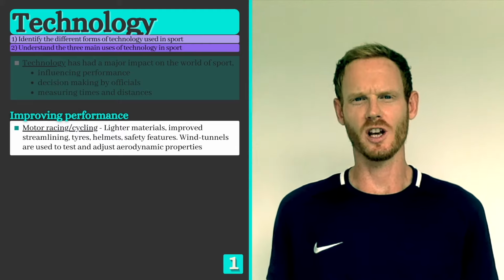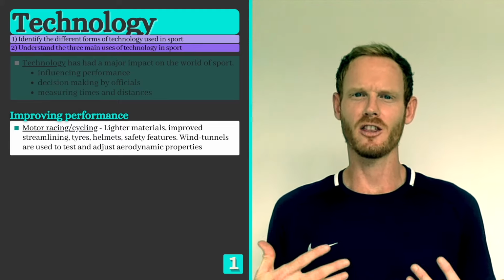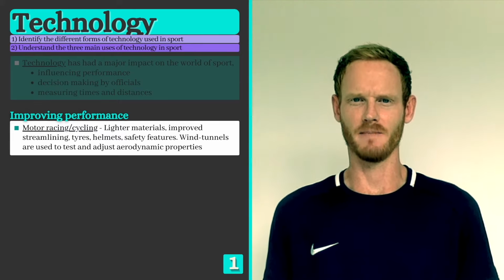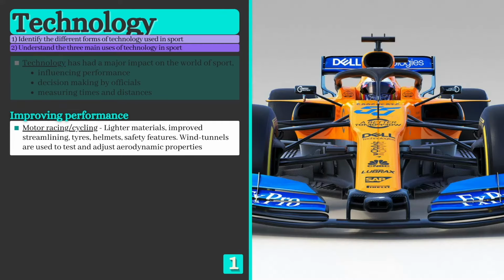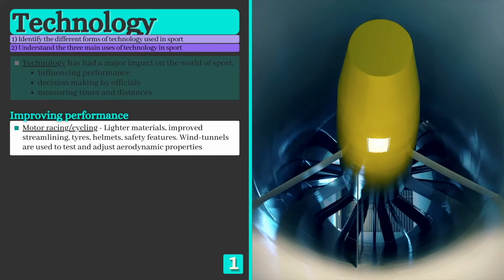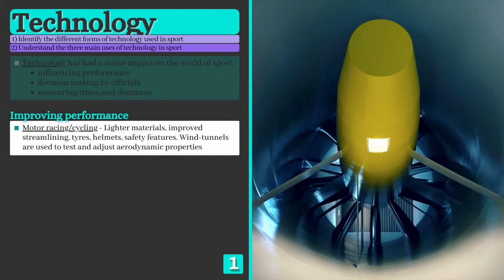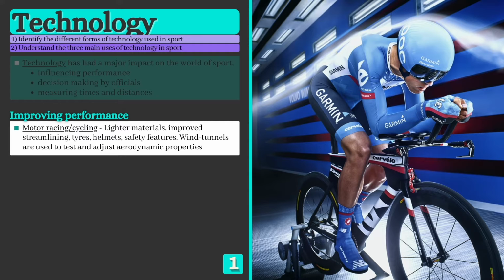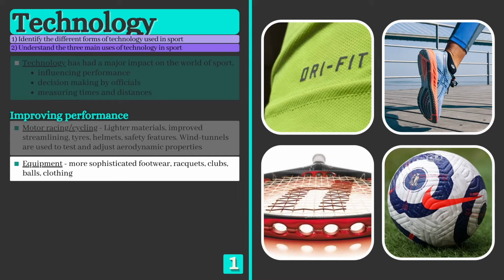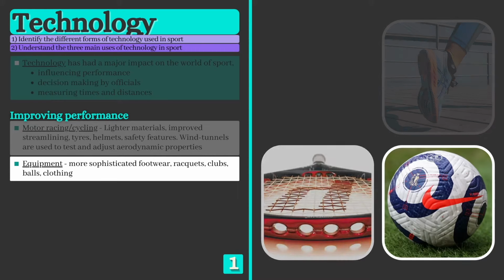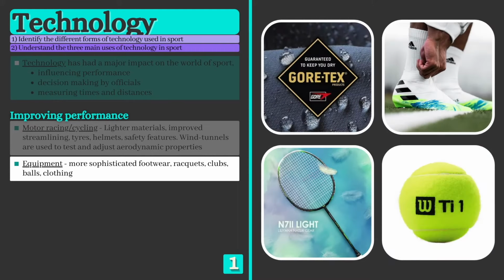performance. Sports such as Formula 1 and cycling tend to be at the forefront of performance technology. Every piece of equipment from helmets to tyres is tested and refined, and the cars and bikes are developed to ensure maximum streamlining and efficiency. Wind tunnels are particularly useful in this process as they help engineers to analyse and adjust the aerodynamic properties of their vehicles. New and innovative clothing, footwear, rackets and balls are also developed through technological innovation and help to improve the athlete's performance in accordance with the rules of their sport.